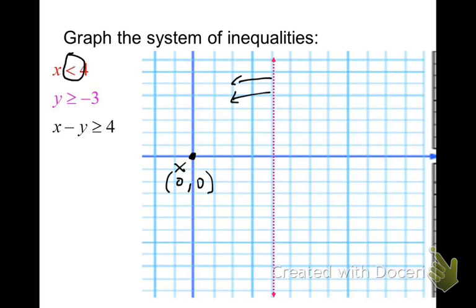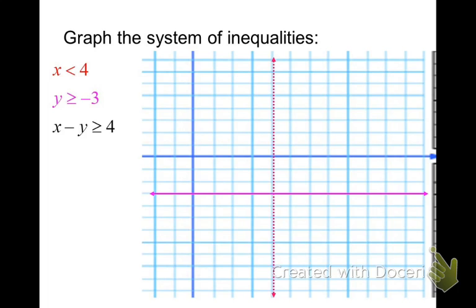So I usually just draw one little arrow to indicate that. Then I'm going to go ahead and graph the next inequality, and the next one is going to be y is greater than or equal to negative 3. Same thing, no x value here, just y, and so this is our horizontal line.